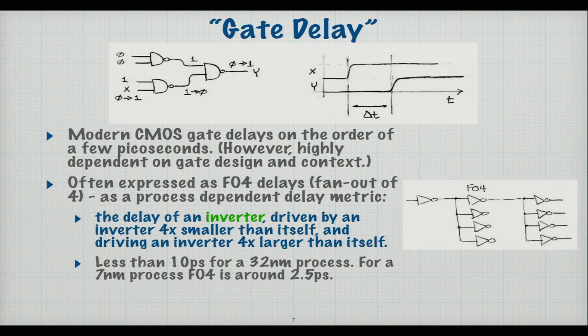It's just a way to understand what the FO4 delay is for a particular process. It tells us something about the speed of circuits built in that process. FO4 is meant to characterize what a typical logic gate in the middle of your circuit would look like, its context. For a 32 nanometer process, I'll show you some more values later, it's around 10 picoseconds. For 7 nanometer processes, around 2.5 picoseconds.